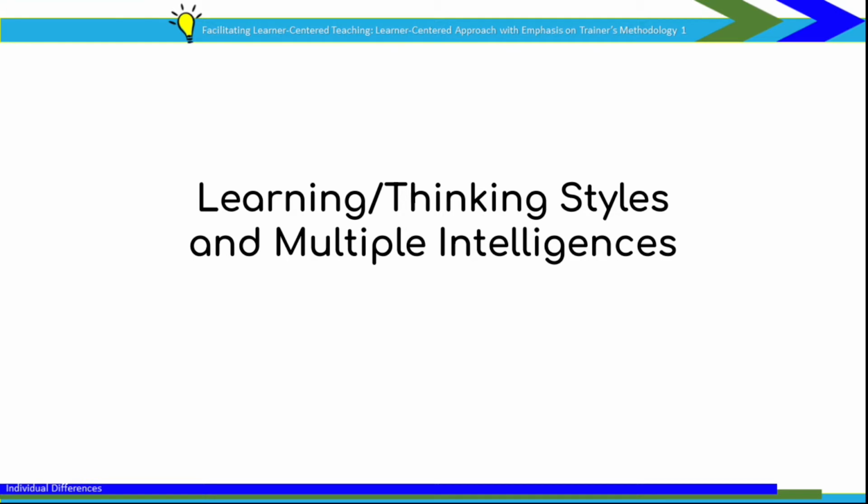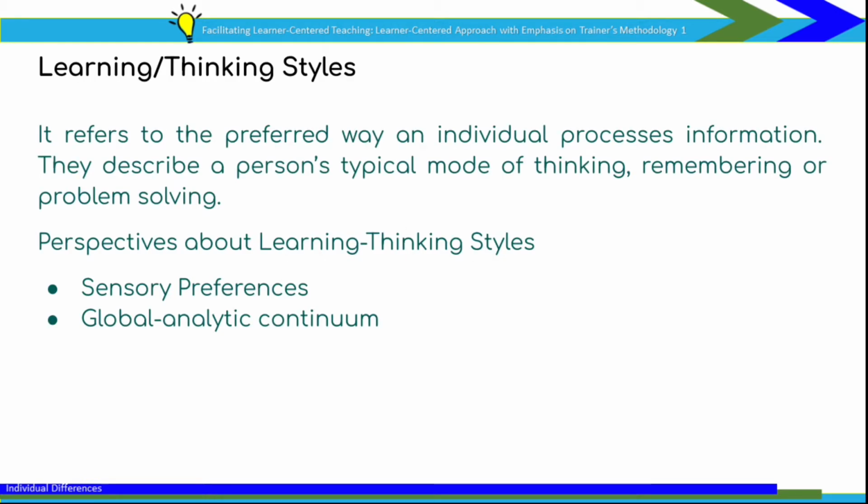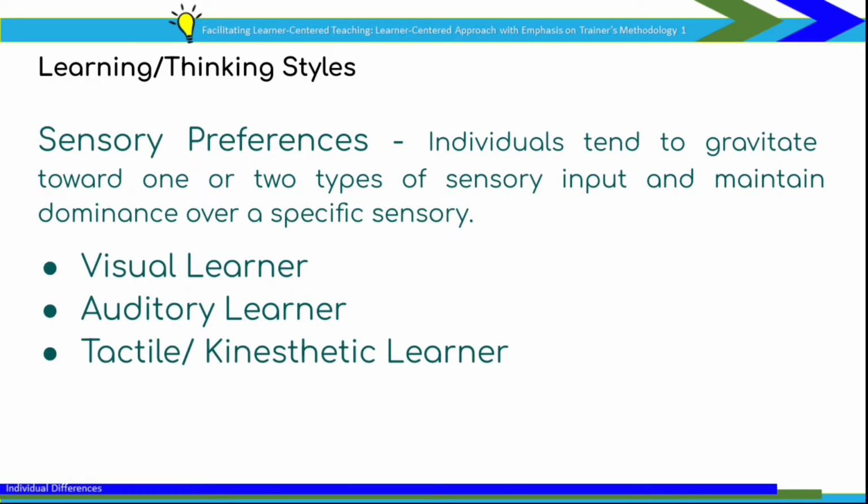Learning or thinking styles. Learning or thinking styles refer to the preferred way an individual processes information. There are several perspectives about learning and thinking styles. We shall focus on sensory preferences and the global analytic continuum. Sensory preferences refers to when individuals tend to gravitate toward one or two types of sensory input and maintain a dominance in one of the following types.